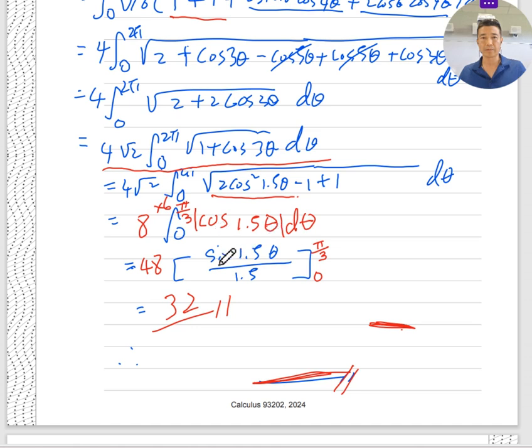When I integrate cosine 1.5 theta, that becomes sine 1.5 theta over 1.5 from 0 to π over 3. If you plug that in, you will get 32. Awesome. Thank you so much. I will see you next time. Bye.